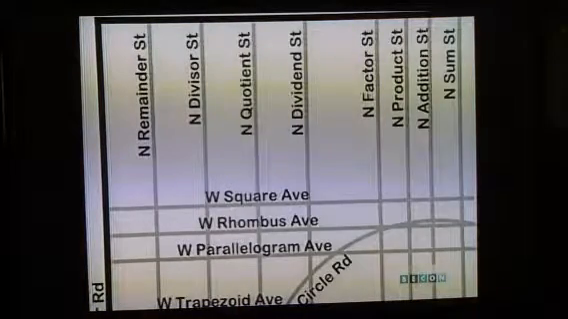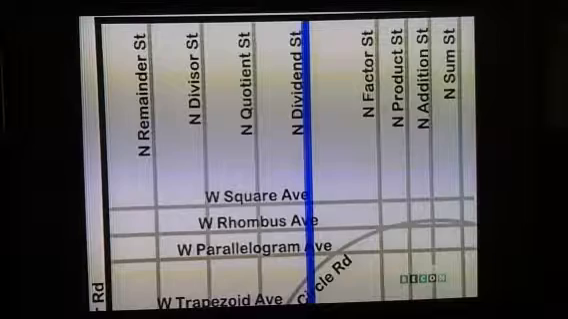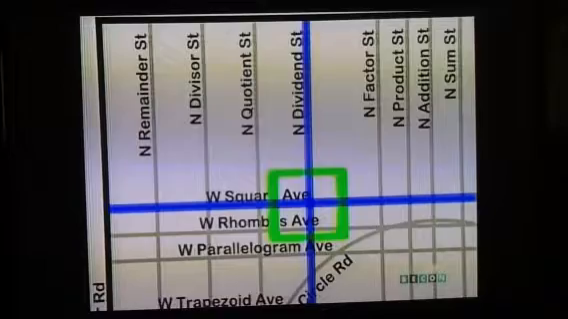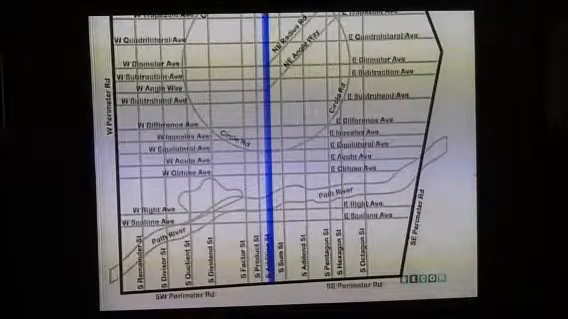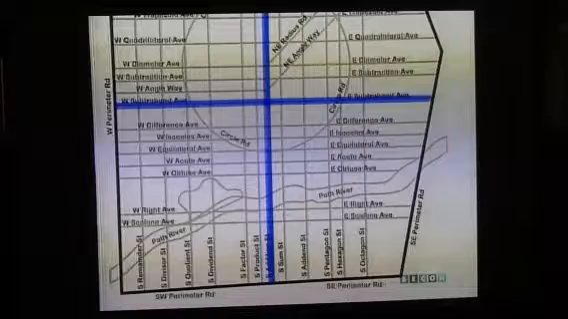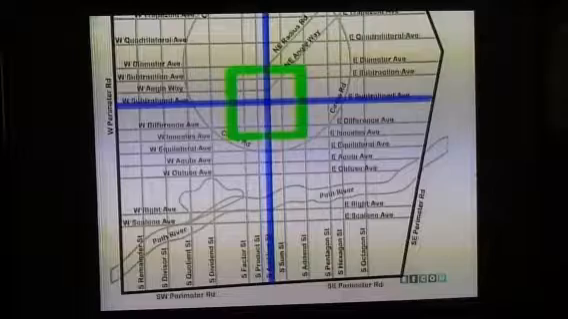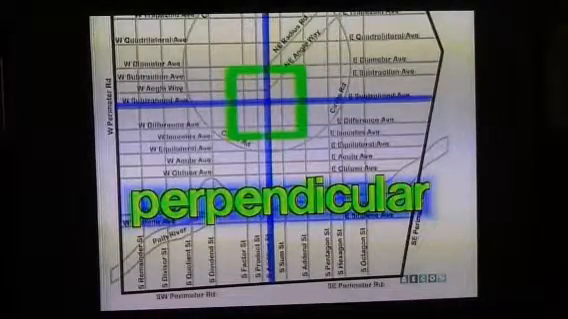Let's take another look at our map of Maptown, USA. I'll project it on the wall. Notice that most of our streets intersect and create right angles. For example, North Dividend Street intersects West Square Avenue and creates 4 right angles. South Addition Street intersects East Subtrahend Avenue and creates 4 more right angles. Lines which intersect and form right angles, such as these do, are said to be perpendicular.